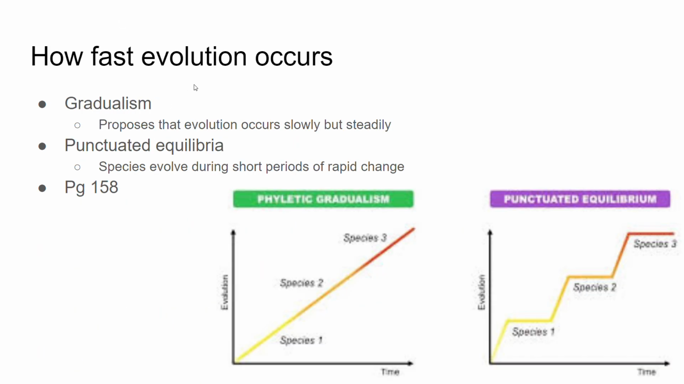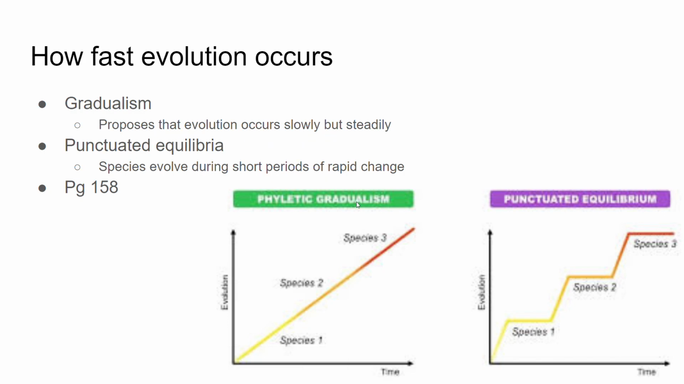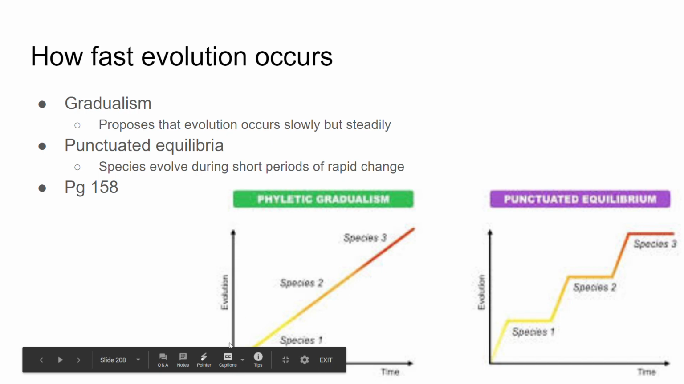So how fast evolution occurs? When we talk about gradualism and punctuated equilibria, this is just a scientific difference in trying to figure out which format happens more often. They're just trying to figure things out. So gradualism proposes that evolution occurs slowly but steadily. So this is the evolution, this is time, this is our graph. So over time, it's saying that evolution is occurring very slowly all the time, right? So it's got this gradual movement.